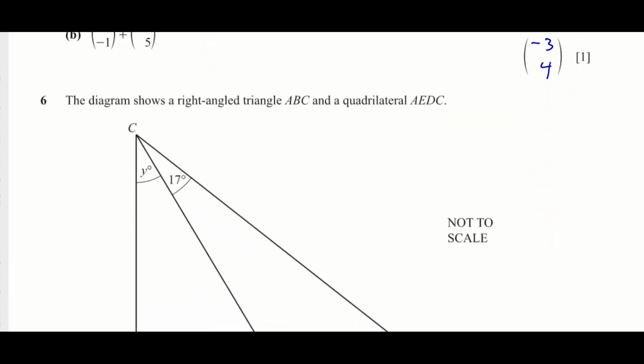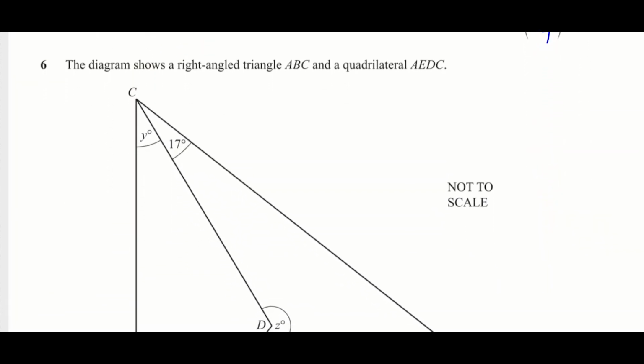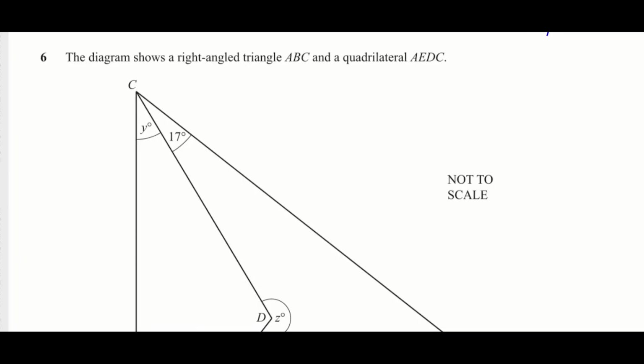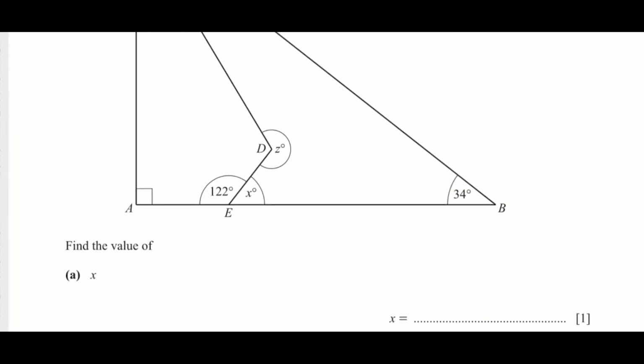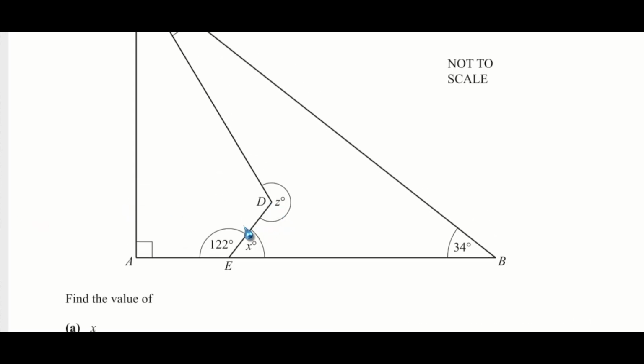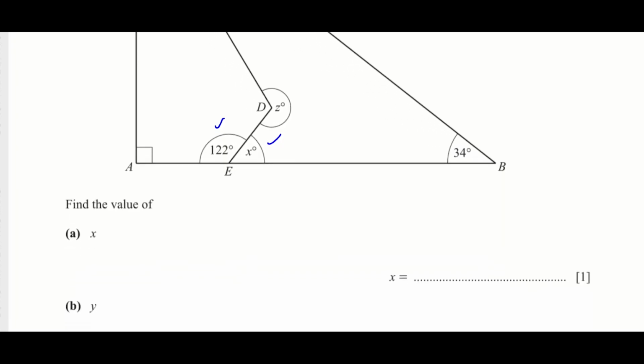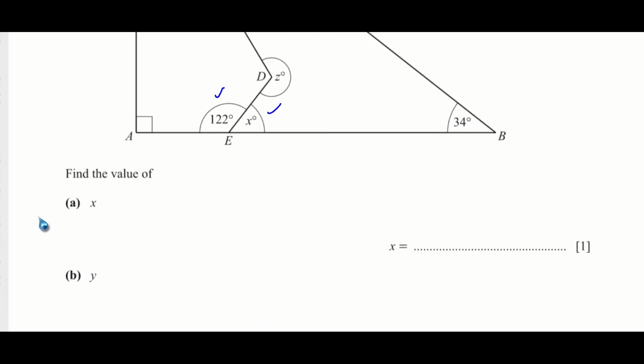Question 6. The diagram shows a right angle triangle ABC and a quadrilateral AEDC. Find the value of x. You can get the value of x: this and this add up to 180 degrees, angles on a straight line. So x will be equal to 180 minus 122 degrees. So you don't have to waste time here. This will be equal to 58 degrees.